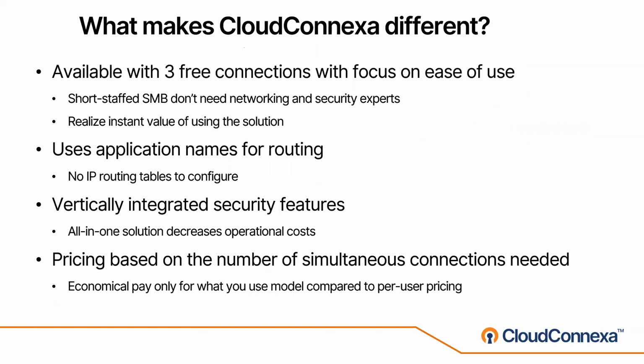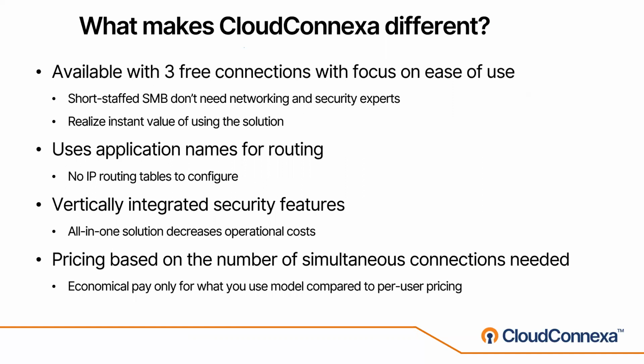You get 3 connections. Now, using application names for routing, instead of using IP routes and IP addresses and everything else, you can use the application names for routing. That's going to add another layer of security. Vertically integrated security features. We have plenty of security features within the products, such as IDS and IPS, domain filtering, and so on. Device identity verification, you're going to see that in a second.